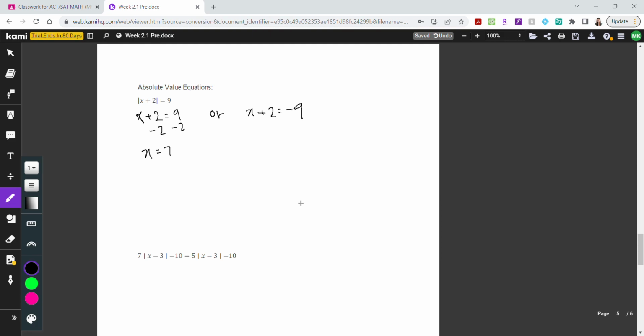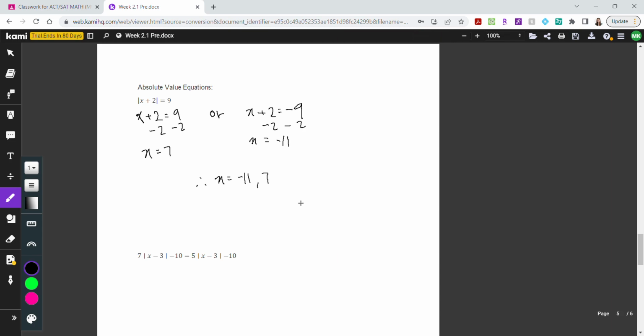Solve it here. So x with negative 2. So x equals negative 11. And so that means our solution is x is negative 11 and 7. All right. So yes, for absolute value equations, this would split it into 2.